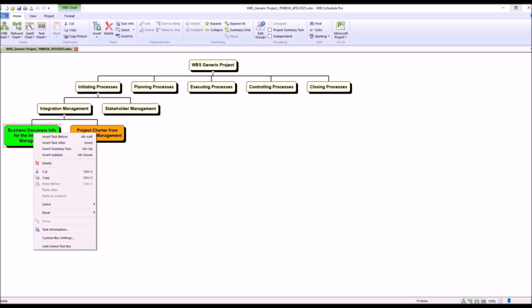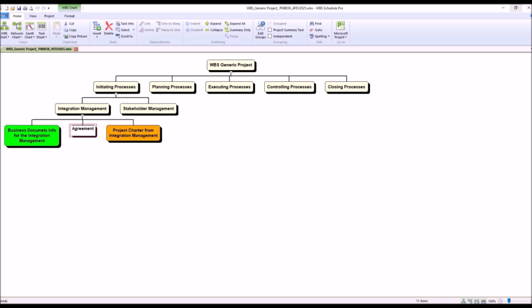The second important input is agreements info for the integration management. Examine contracts, memoranda of understanding, or service-level agreements that define the project's scope and deliverables.